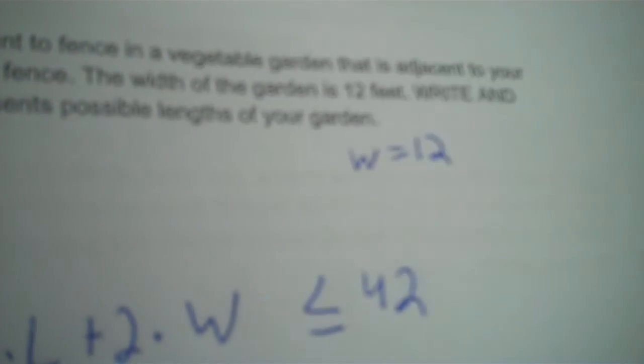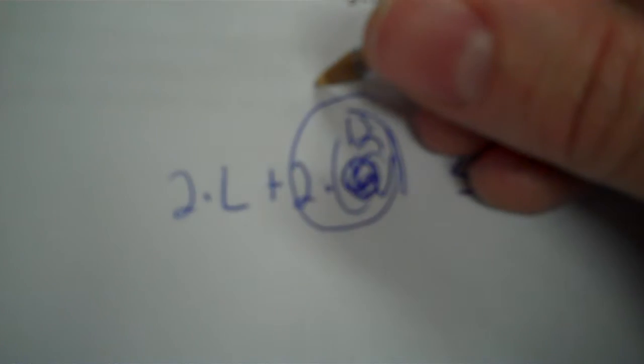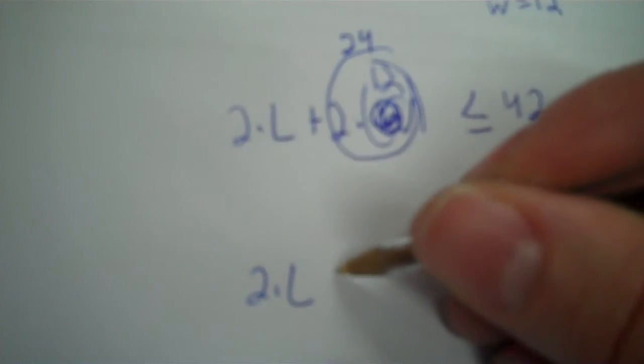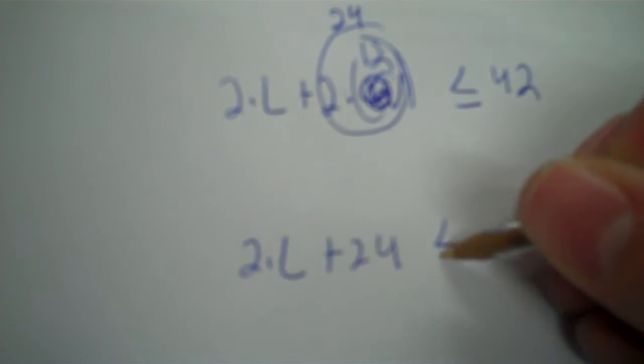It would be the 12. That's your width. So replace your W with 12. And when you replace that, if it's got a times, you want to circle it, and 2 times 12 is 24. So now we have 2 times L plus 24 less than or equal to 42.